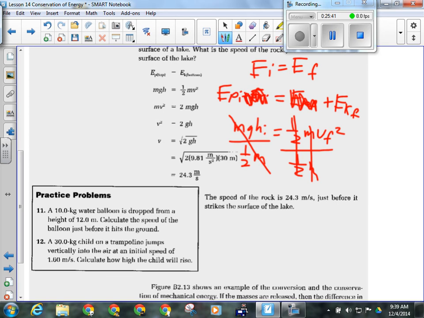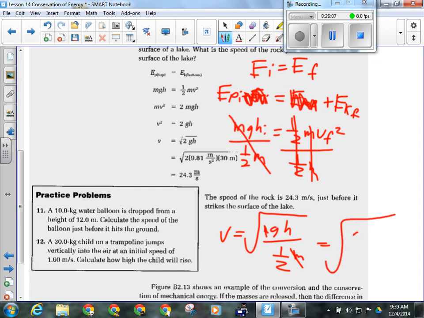All right, so now I've got VF squared. Do I want VF squared or just normal VF? Normal VF, so I square root both sides. In the end, I'm going to be left with the square root of G times H over 1/2. I could have mgh over half of m, but it's not going to make any difference. When we plug in our numbers, we have 9.81 times 30 divided by 1/2, and that should give us 24.3 meters per second.